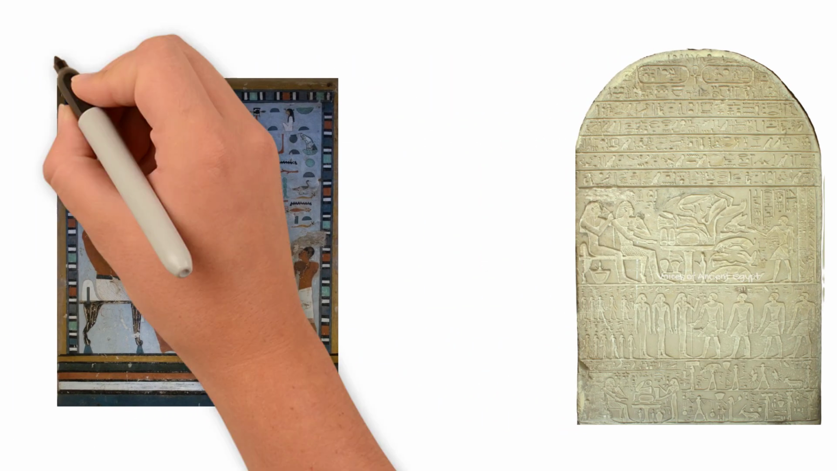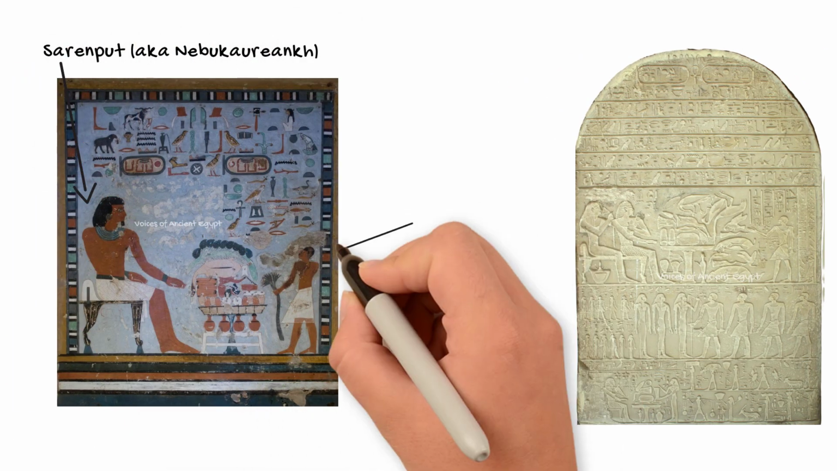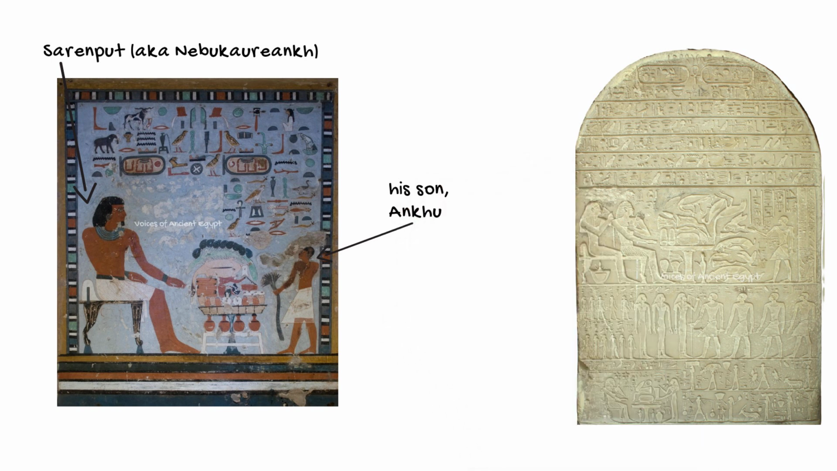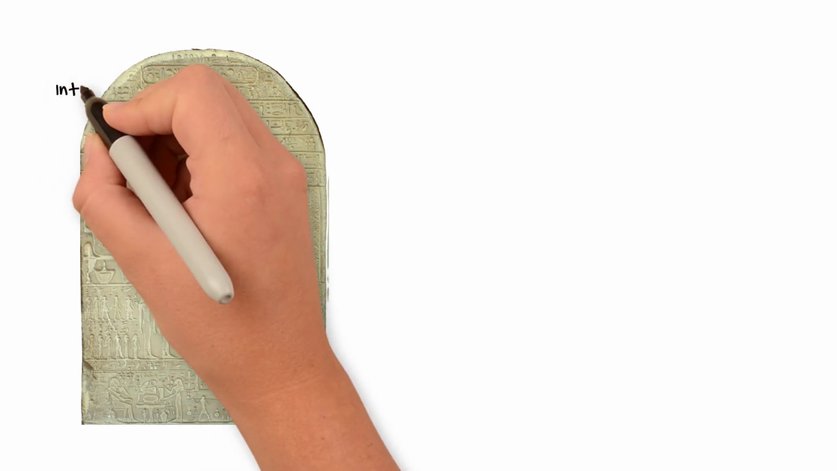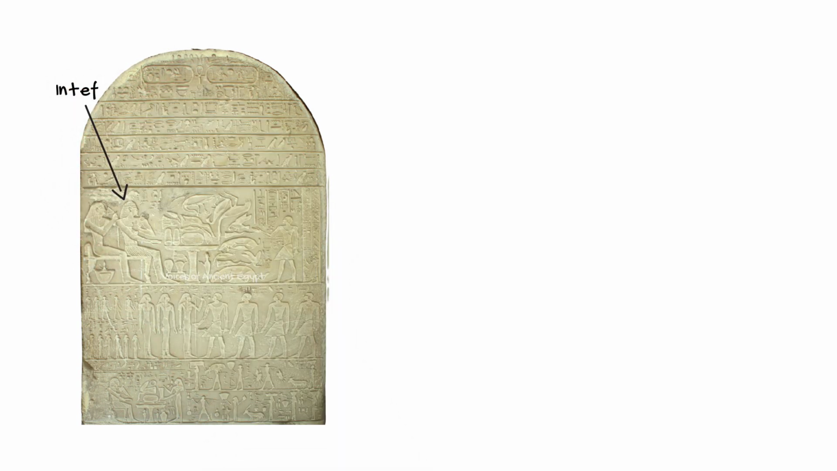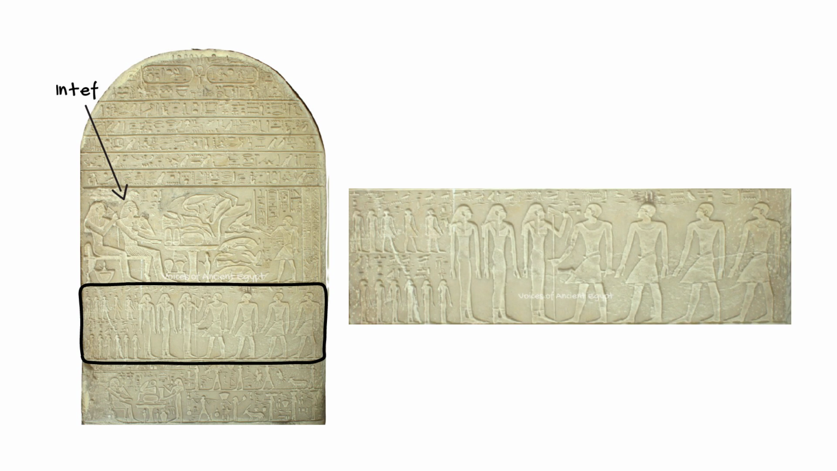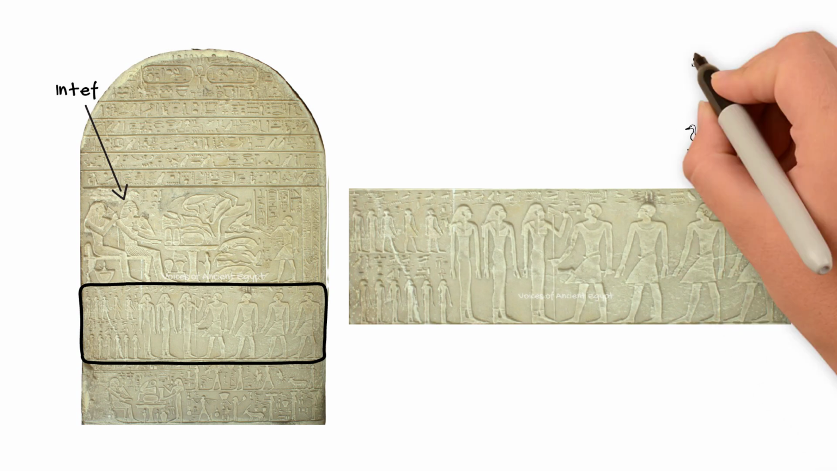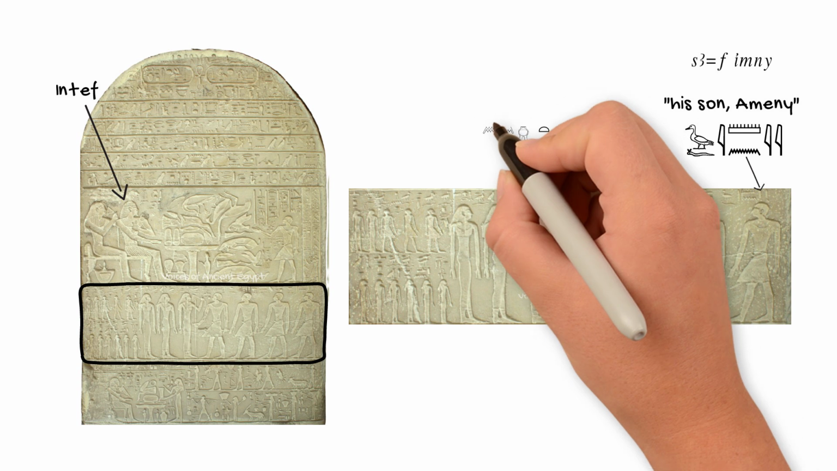So back to the tomb that belonged to Serenput. We can see in this scene here that Serenput's son Ankh'u is giving him offerings. And on this stela that belonged to a man named Intef, Intef made sure that the artist who created his stela included lots of family and other household members too. The second register is especially full with his children. We can see many sons and daughters, including his son Ameni and his daughter Intef Ankh.